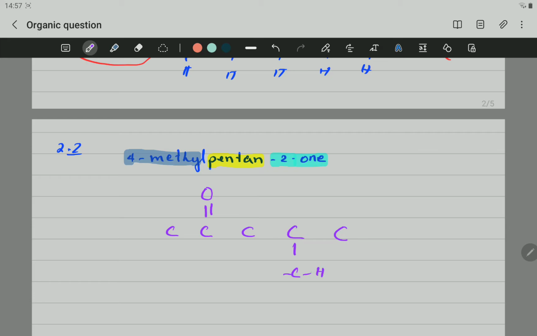Everything must be in structural formula because that is the question. So the rest is to connect all the carbons and add the hydrogens. Remember, every carbon must have 4 bonds. So this one is the structural formula of 4-methylpentan-2-one. I hope it's clear and it's not that difficult.